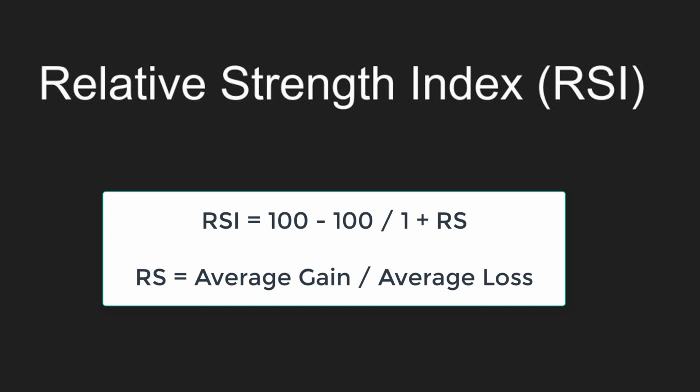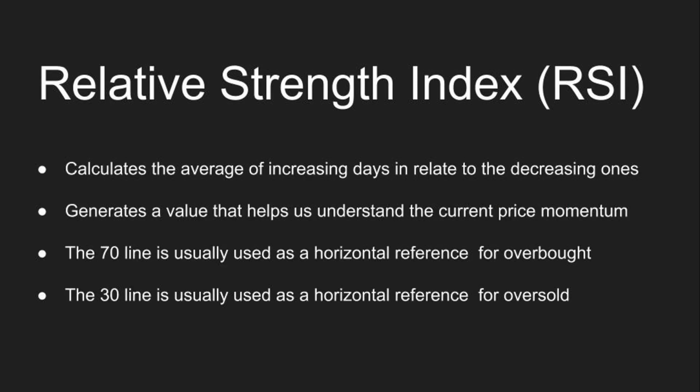The calculation is not complicated, but it doesn't really matter for us now, as what we are looking for is the implications. Basically, it simply calculates the average of increasing days in relation to the decreasing ones and generates a value that helps us know the current price behavior compared to the last period of time that we measure.